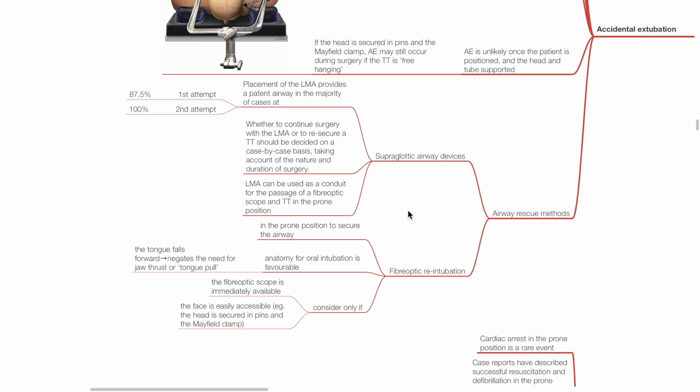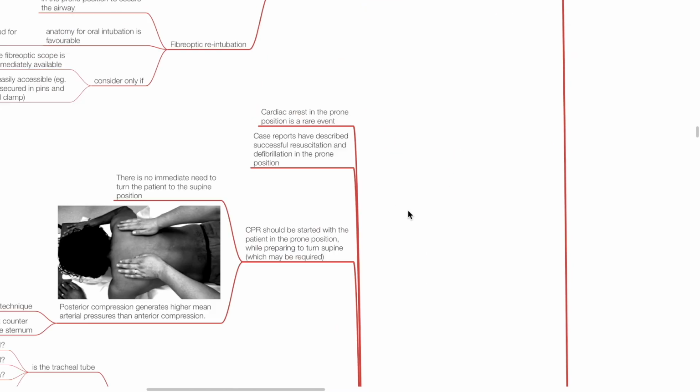Anatomy for oral intubation is favorable in the prone position. The tongue falls forward, and this negates the need for jaw thrust or tongue pull. Consider fiber optic re-intubation only if the fiber optic scope is immediately available and the face is easily accessible. For example, when the head is secured in pins and the Mayfield clamp.